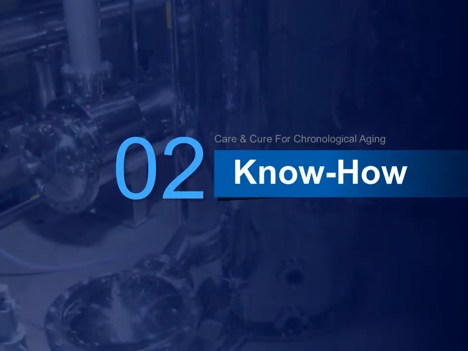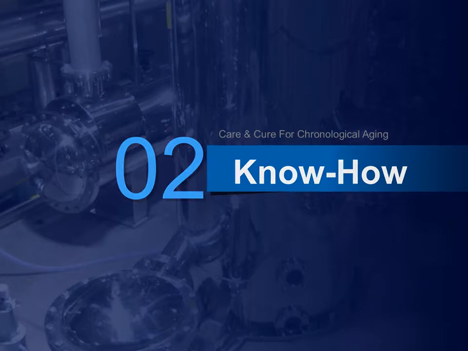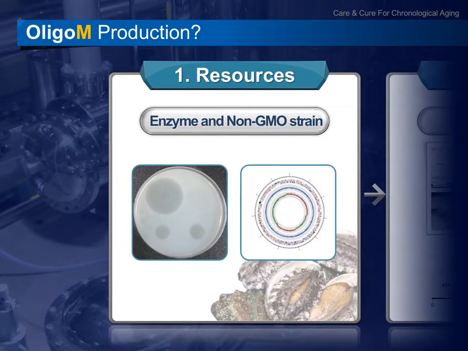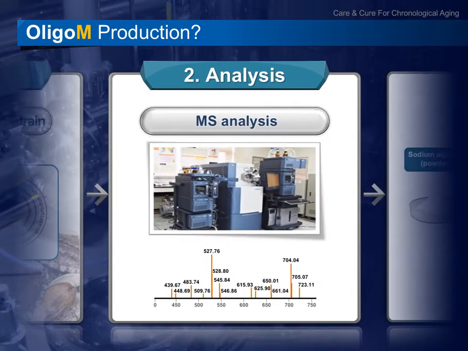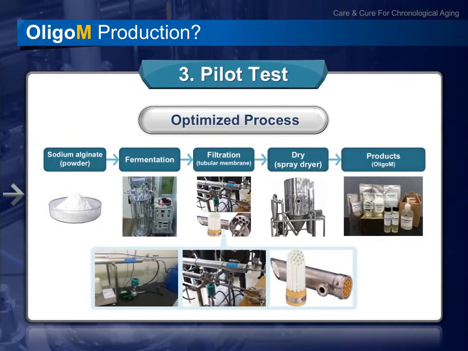Next, let's look at the know-how of our product, our specialization for making OligoM. First of all, we have a patent for the enzyme and non-GMO strain required for making OligoM, along with full sequencing and proteomic information. We have also completed all bioactive material composition analysis of OligoM using mass spectrometry. Finally, through pilot testing, we have optimized the full process for making OligoM from raw materials into two types of products, liquid or powder, both with high purity and high yields.